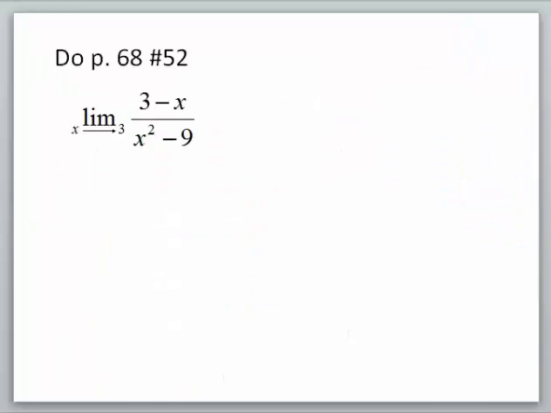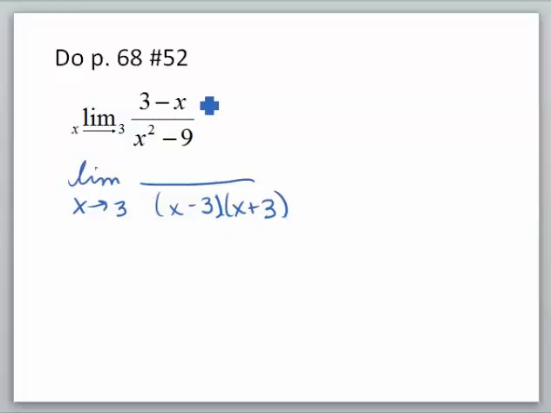In this next problem, I notice that it is factorable on the bottom, x minus 3, x plus 3. The problem is, though, is that it doesn't match the top exactly, so what I'm going to have to do is factor out a negative on the top. When I factor out a negative on the top, I get negative 3 plus x.